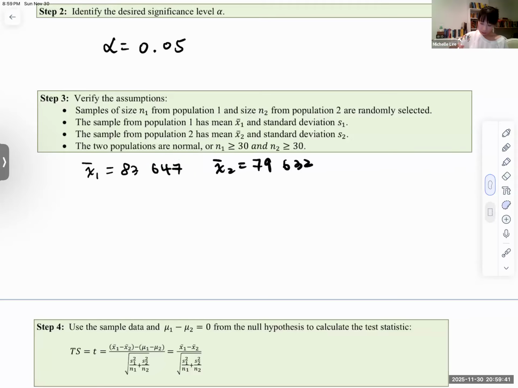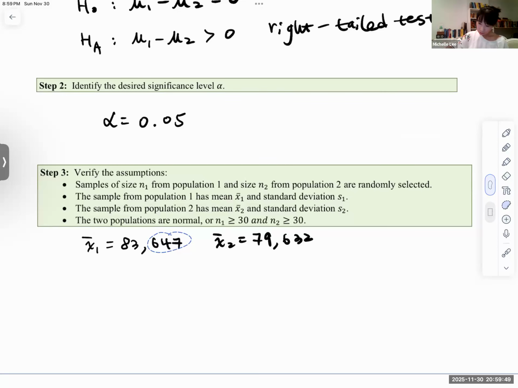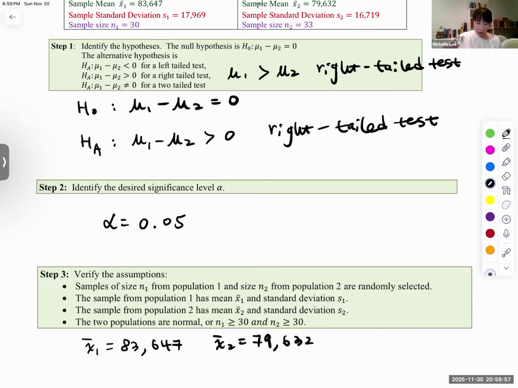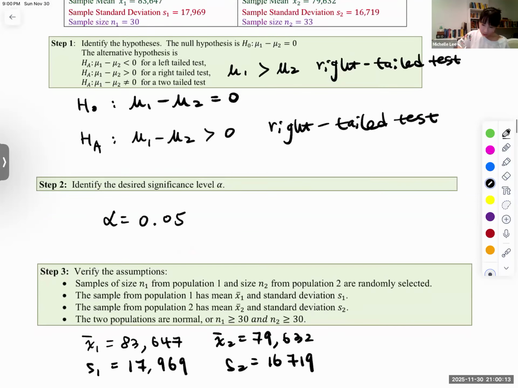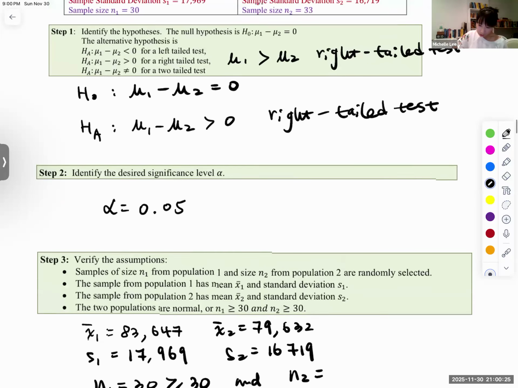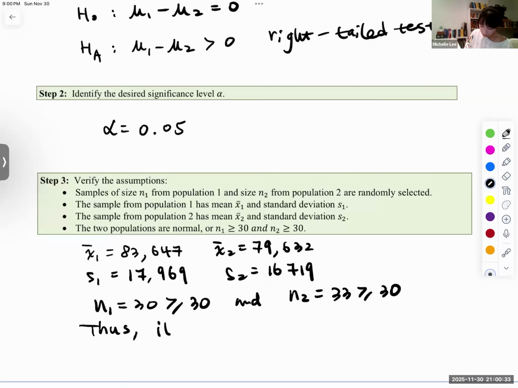S sub 1 equal to 17,969, S sub 2 equal to 16,719, right? Okay, N sub 1 equal to 30, N sub 2 is 33, right? N sub 1 greater than or equal to 30, and N sub 2 equal to 33 greater than or equal to 30. Thus, it's a normal distribution, right?